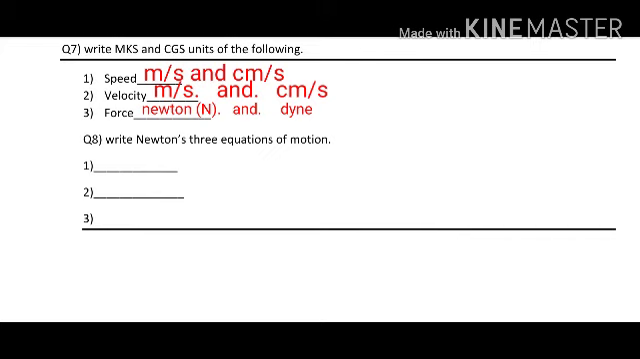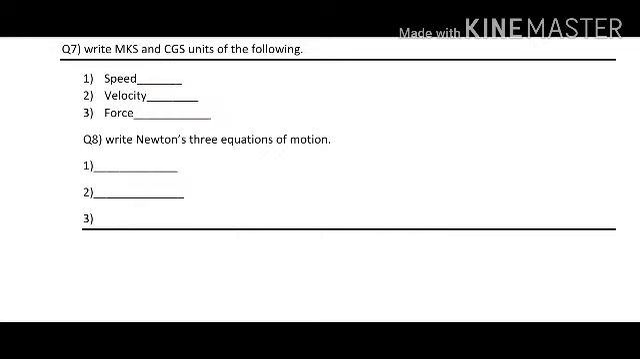Write Newton's three equations of motion. The first equation is V equals U plus AT, that is final velocity is equal to initial velocity plus acceleration into time. The second one is S equals UT plus half AT squared. And the third one is V squared equals U squared plus 2AS.